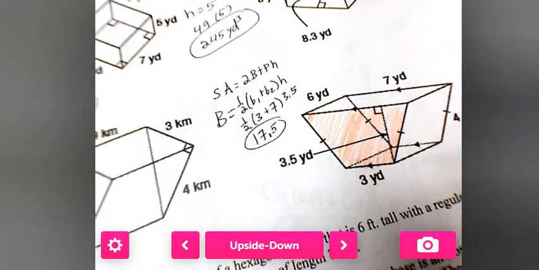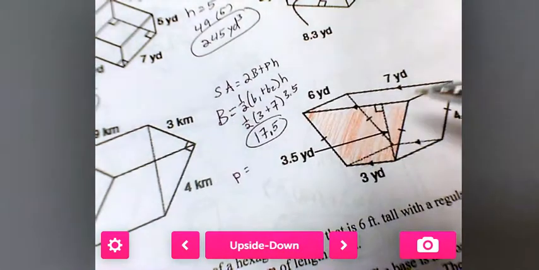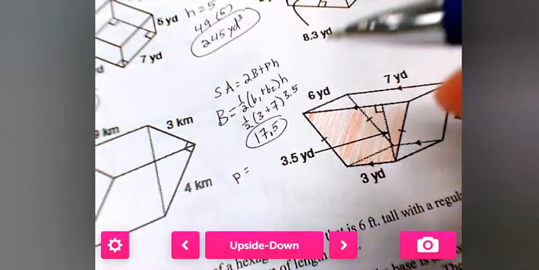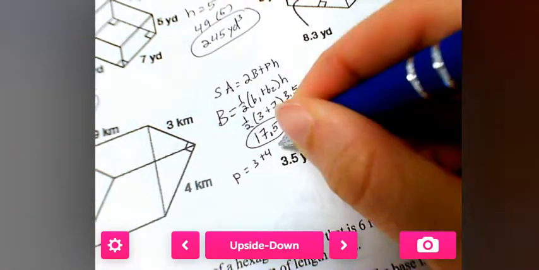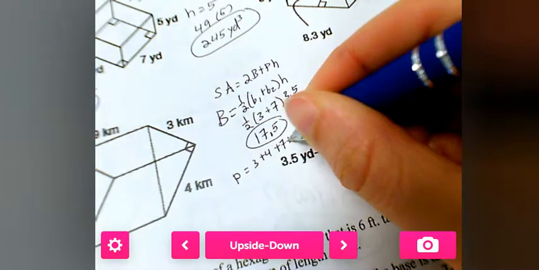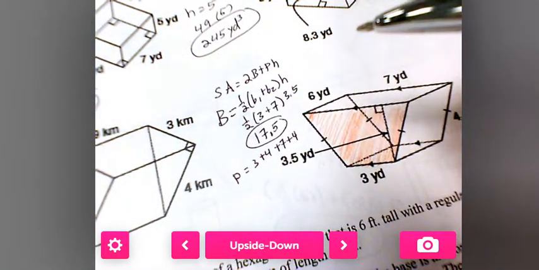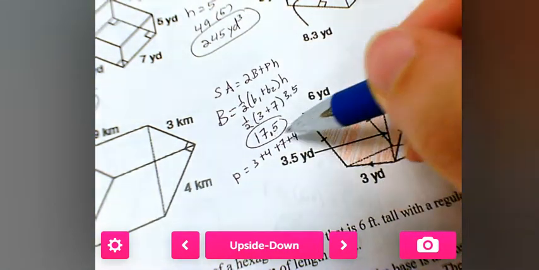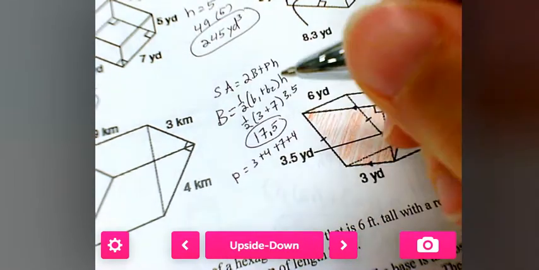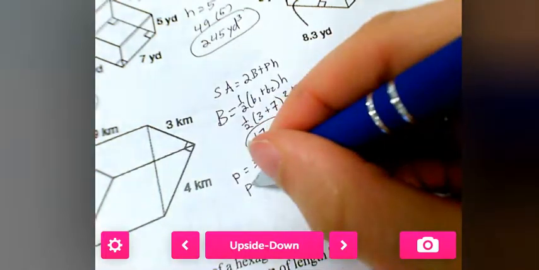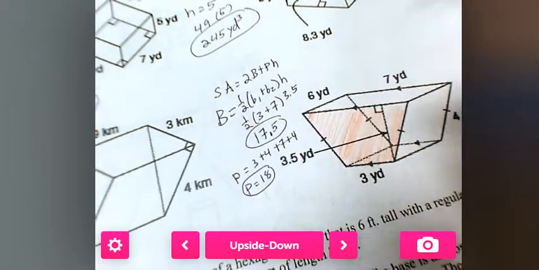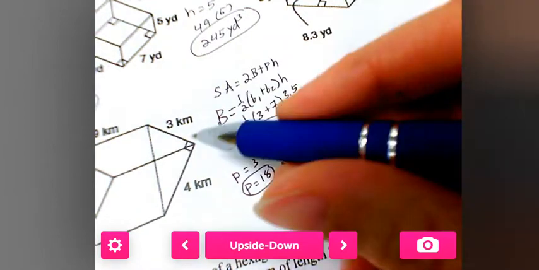Okay. Perimeter is a little bit harder. We got to walk all the way around. So we're going to go 3 plus 4 plus 7 plus 4. And 3 plus 4 plus 7 plus 4 is 18, I believe? No? Yes? I got 18. Okay. Perimeter equals 18. And then the height, the distance between the 2 prisms is what?